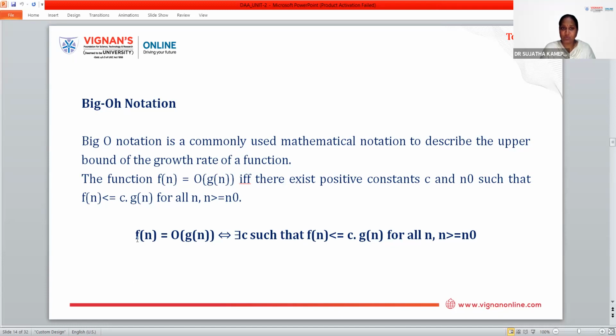So if the two functions f of n and g of n satisfy this inequality for some value of c and for the value of n naught, we can say that the function f of n is equal to big O of g of n.